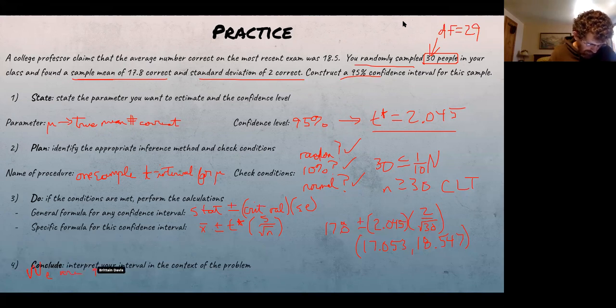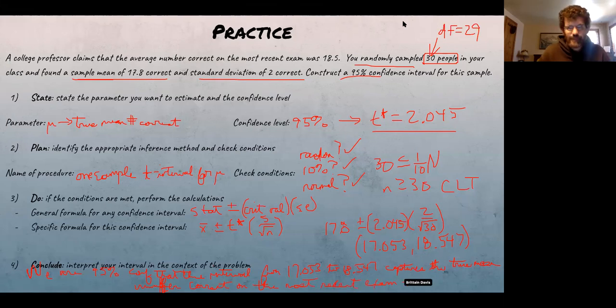We are 95% confident that the interval from 17.053 to 18.547 captures the true mean number correct on the most recent exam. Okay, and that is really the summary of this entire problem.